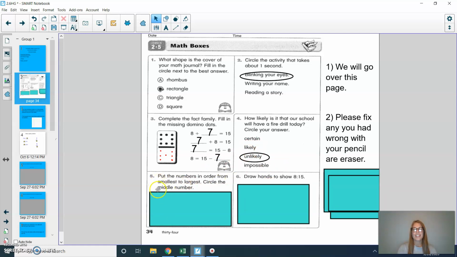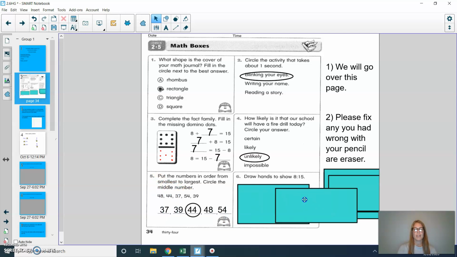If you picked likely because your school is planning on having a fire drill, that would be okay too. All right, we'll go on to question number 5. Put the numbers in order from smallest to largest. Circle the middle number. So we had 37, 39, 44, 48, and 54 being my largest. Then when I looked, my middle number was 44, so I circled 44.